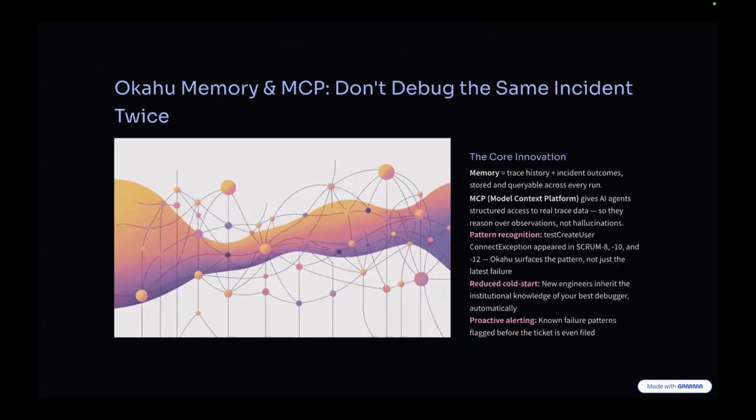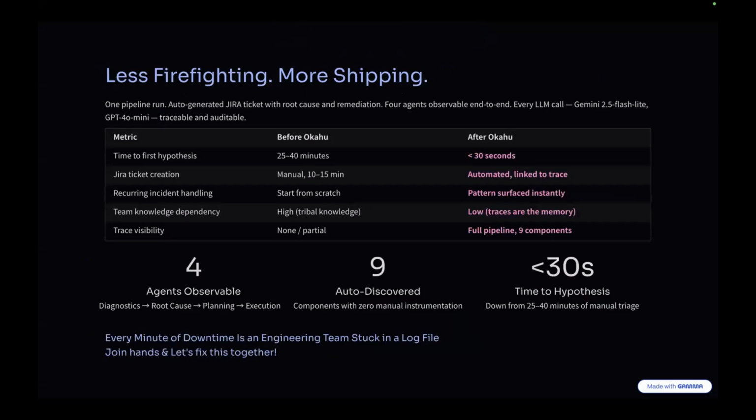Where the Okahu MCP and memory come into the picture is that it will recognize the patterns and store all these logs, so they can be used for further invocations. Before Okahu usage and after Okahu, you can see it is giving me the fixing of all these issues in 30 seconds. So we get all the minutes of downtime saved for the engineering team stuck in the log files. So yeah, that's it. If you have any questions, let me know.